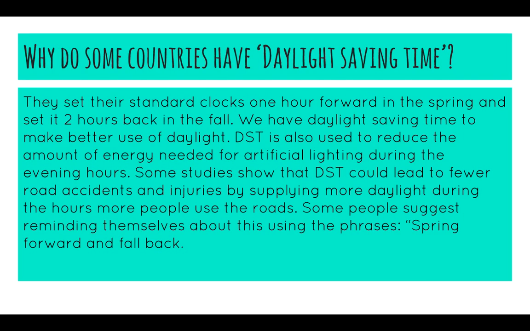Why do some countries have daylight saving time? They set their standard clocks 1 hour forward in the spring and set them 1 hour back in the fall. We have daylight saving time to make better use of daylight. DST is also used to reduce the amount of energy needed for artificial lighting during the evening hours. Some studies show that DST could lead to fewer road accidents and injuries by supplying more daylight during the hours more people use the roads. Some people suggest reminding themselves about this using the phrases spring forward and fall back.